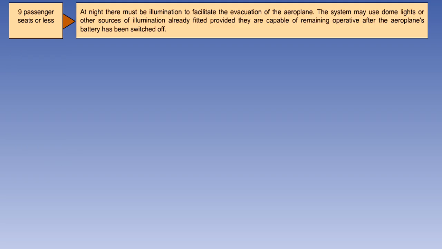The regulations split aeroplanes into three groups: those which have an approved passenger seating configuration of 9 or less, those with 19 or less but more than 9, and those with more than 19. With an approved passenger seating configuration of 9 or less seats, the aeroplane must not be operated at night unless it is provided with a source of general cabin illumination to facilitate evacuation of the aeroplane. This may use normal internal lighting systems, provided they are capable of remaining operative after the aeroplane's battery has been switched off.